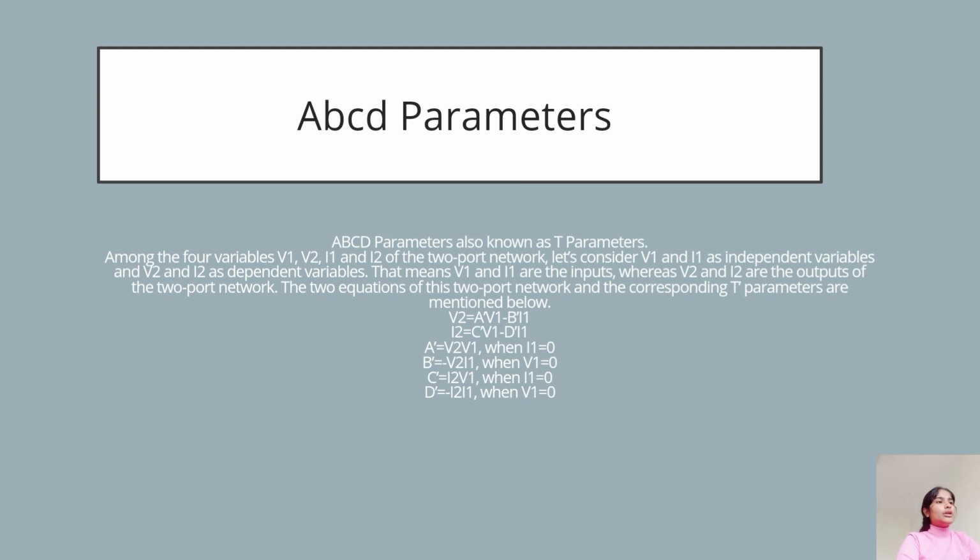Next, let's see about ABCD parameters. ABCD parameters are also known as T parameters. Among the four variables V1, V2 and I1, I2 of the two-port network, let's consider V1 and I1 as the dependent variables and V2 and I2 as independent variables. That means V2 and I2 are the inputs, whereas V1 and I1 are the outputs of the two-port network. The two-port equations of the network and the corresponding T parameters are mentioned below.